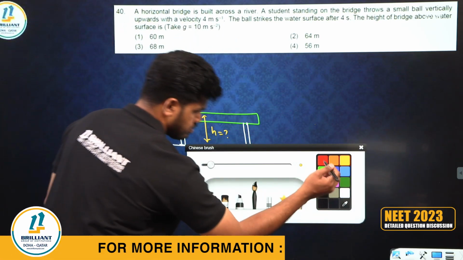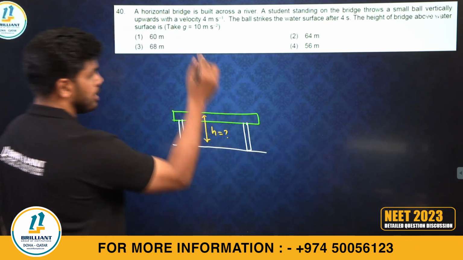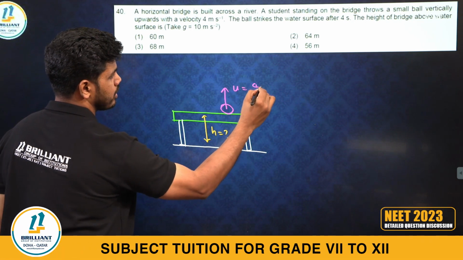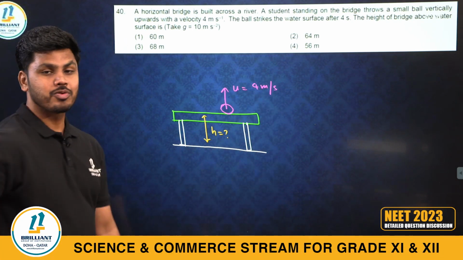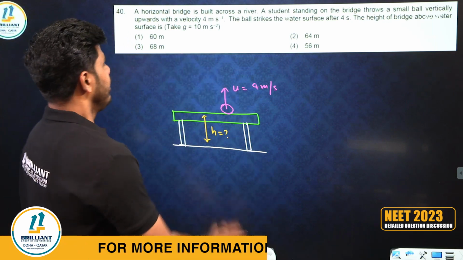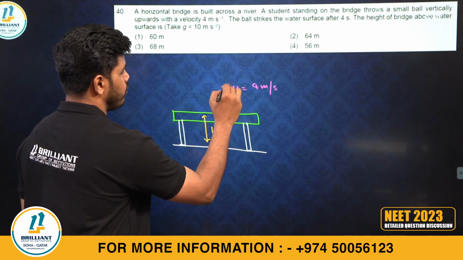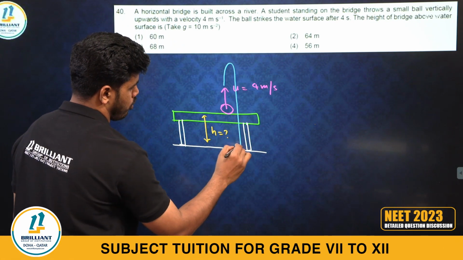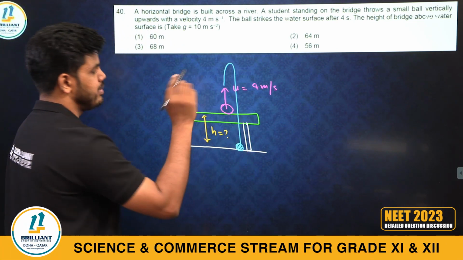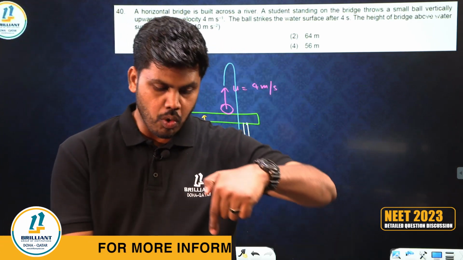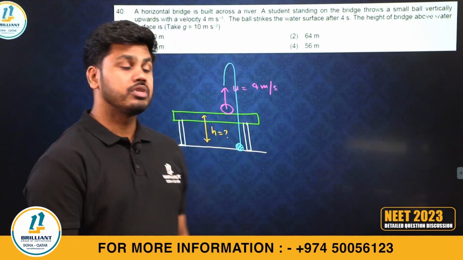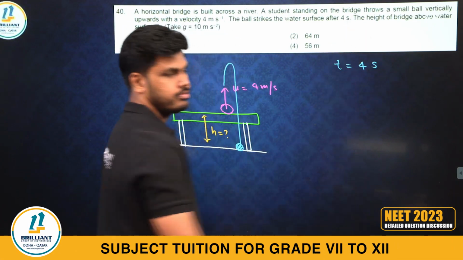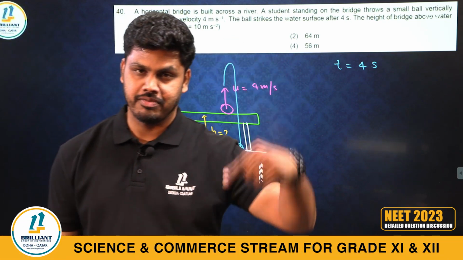Now, what is the motion given? A body is thrown vertically upward with an initial velocity of 4 meters per second. It was moving vertically upwards and it comes down to the water surface here. It misses the bridge and touches the water surface after how many seconds? After 4 seconds. So the total time of journey is given as 4 seconds.